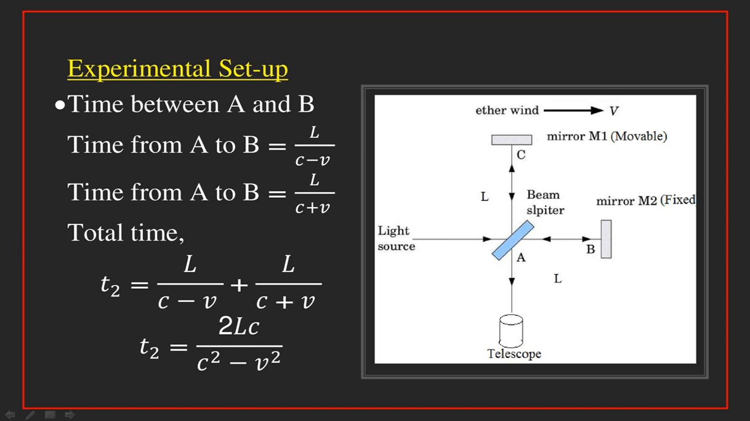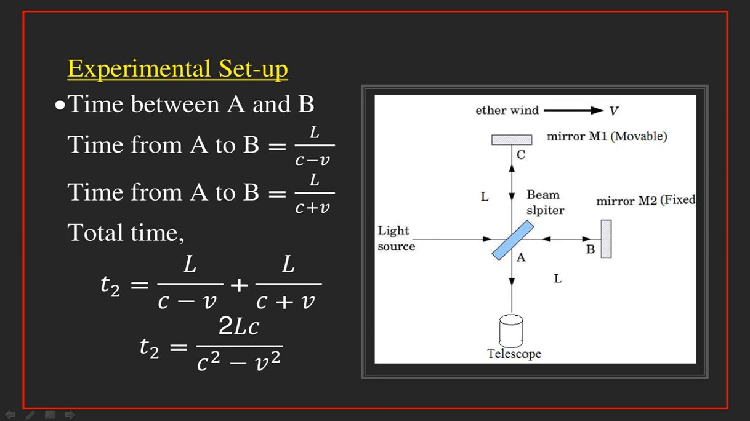So the time taken by the light ray to reach from A to B will be L by C minus V. Similarly, when it is reflecting back, the light ray will move from B to A. So the time taken at that time will be the distance by relative velocity. Here the relative velocity becomes C plus V because the light is moving from B to A and Earth is moving from A to B. So their velocities will get added. So the relative velocity becomes C plus V.